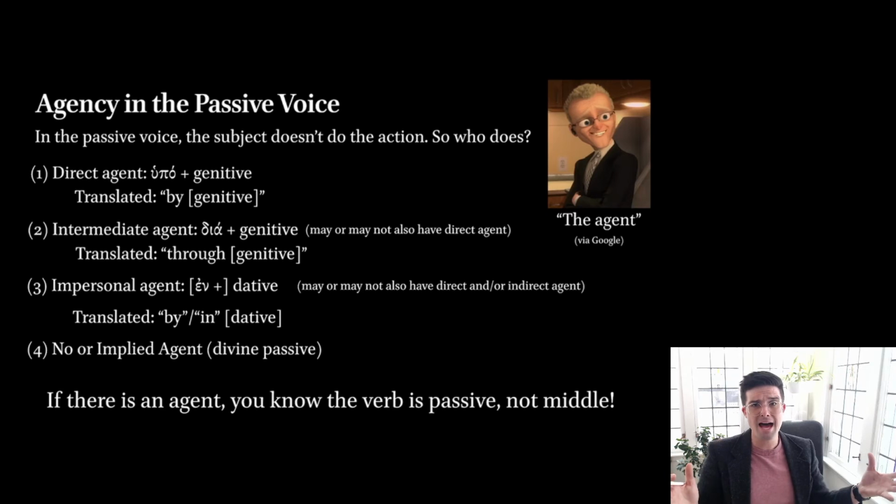And the last note here, and this is particularly important for translation, is that if there is an agent, if you have one of these things, you know that you have a passive voice verb, not a middle voice verb. Because remember, in the present, the passive and the middle are going to look identical to one another. So these are all only relevant for the passive voice. So if you have one of these, you know that your Greek verb is going to be passive and not middle.